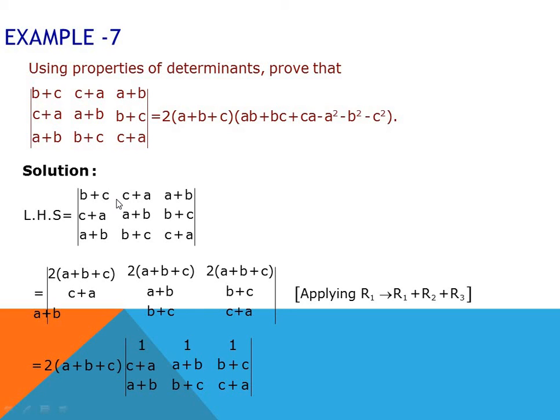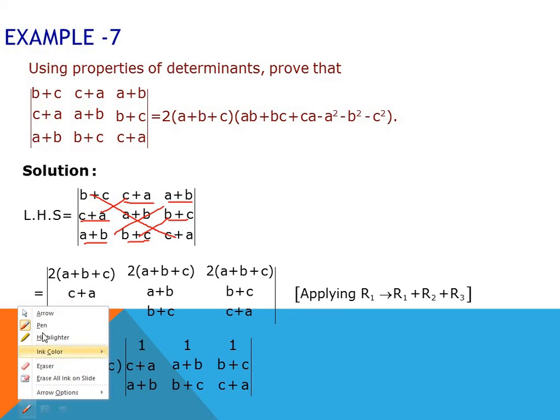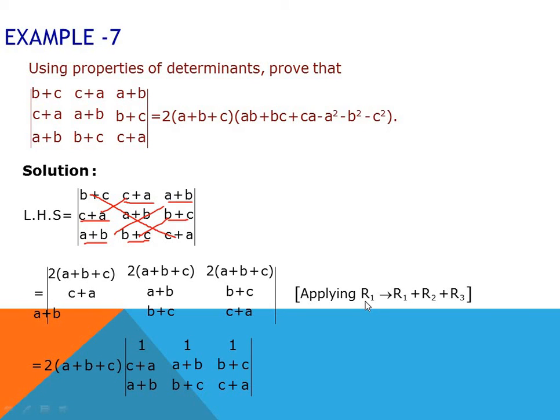and if you observe one more thing, across the diagonal the values are symmetric. How are they symmetric? Here it is a plus c, then this a plus c, there is a plus c over here and over here, a plus b over here and over here, b plus c over here and over here. So across the diagonal elements the values are symmetric. As the values are symmetric, applying R1 as R1 plus R2 plus R3, you will get all the terms in the first row as the common element, 2 times (a plus b plus c).